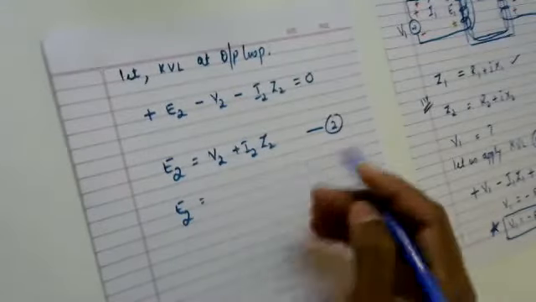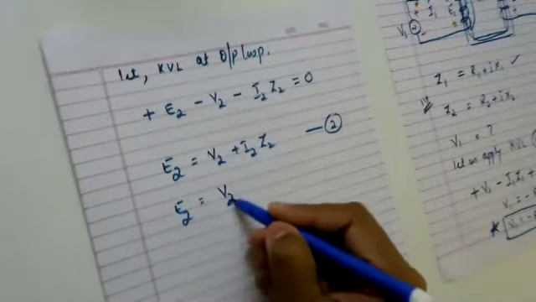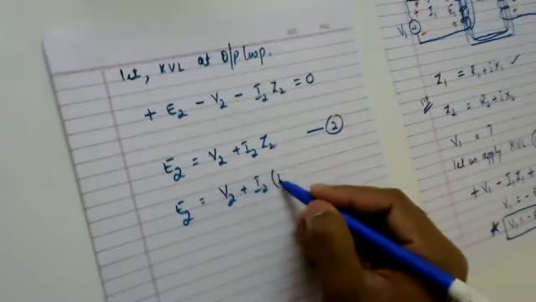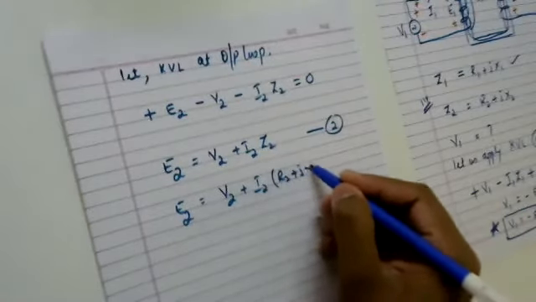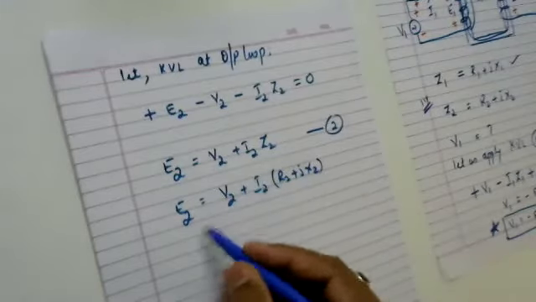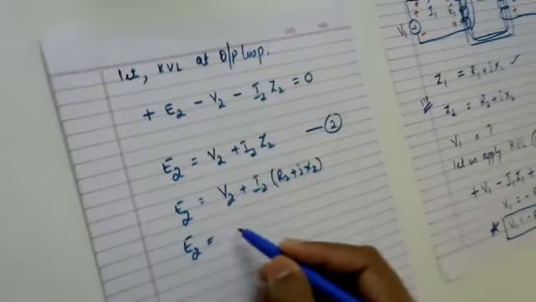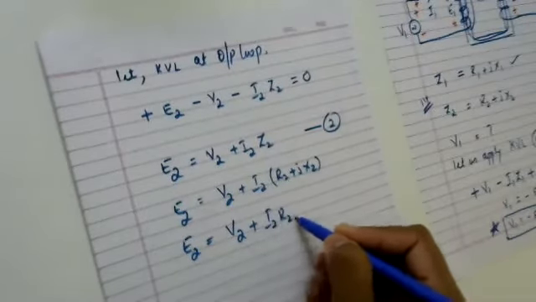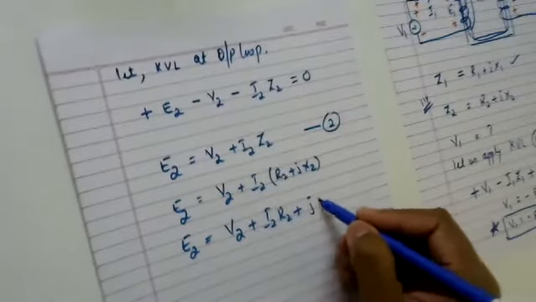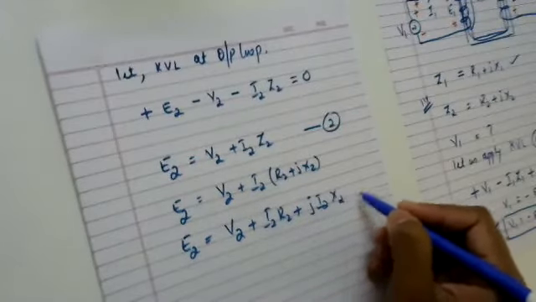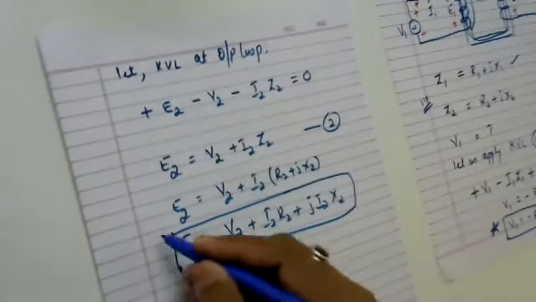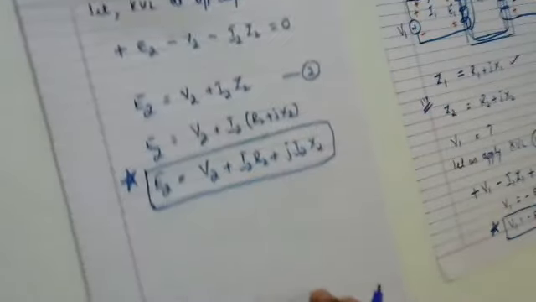My E2 will be equal to V2 plus I2 into Z2. What is my Z2? Z2 is R2 plus J times X2. So if I take I2 separately to each term, what will I be getting? V2 plus I2 R2 plus J times I2 into X2. So again, this expression is very important for you when you are developing the phasor diagrams.